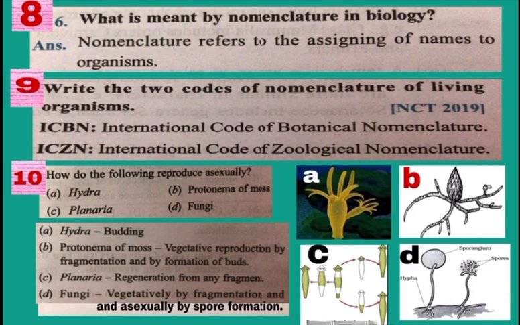C. In planaria, regeneration takes place from any fragments. Clear? See the diagram? You can see the fragments, and these fragments are forming new planaria by the regeneration process. D. Fungus. It reproduces by fragmentation and also by formation of spores.